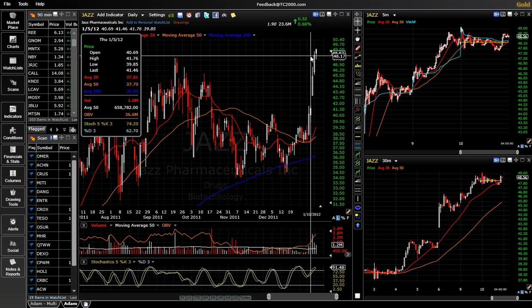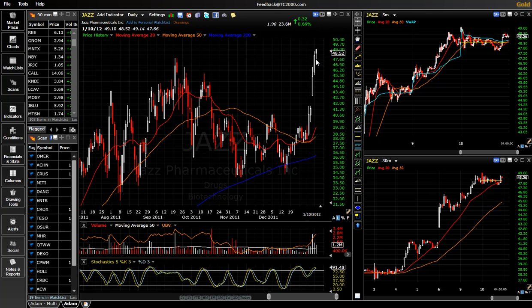I actually shorted it right here and I rode it down a little ways. I'm still in this position. I'm underwater right now as it has gone up 32 cents from where I shorted it. Usually these moves will happen over a couple of days, so it's a good swing move. It's a good swing short. So I'm still in it. I will look for some weakness in the morning and I think we can get a nice push down.